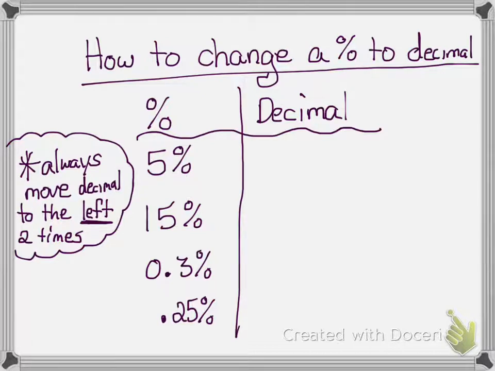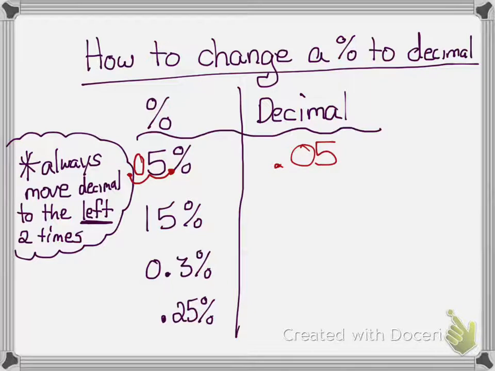Every percent has a decimal at the end. So what you have to do is move it to the left 2 times. As you can see, when I move it to the left 2 times with the 5%, I have space right here, so I'm going to put a 0. So 5% is 0.05 as a decimal.